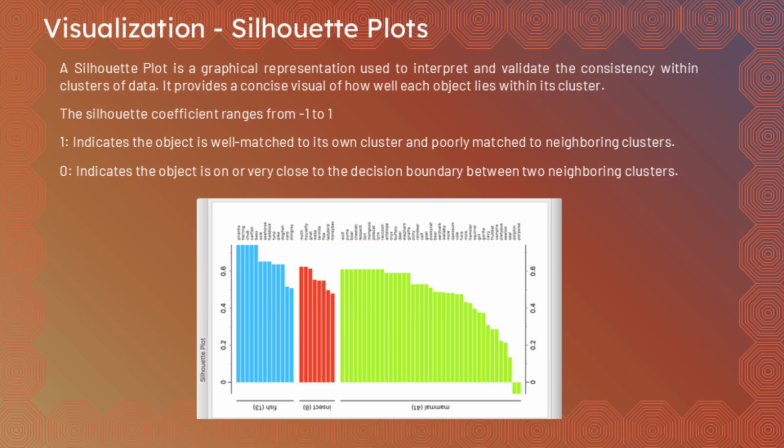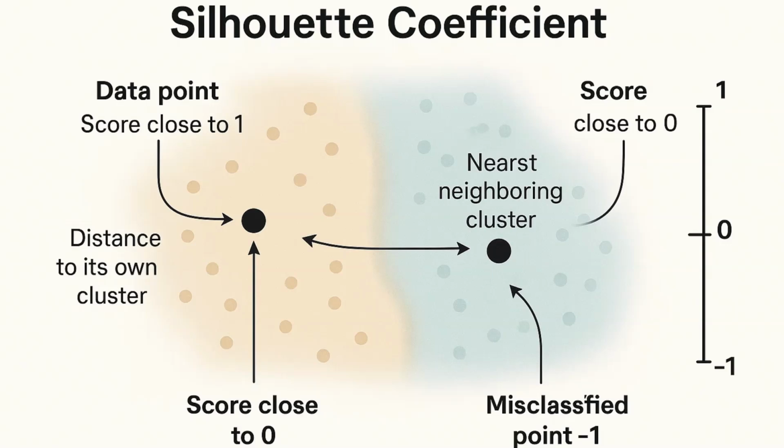A silhouette plot is a visualization tool used to evaluate how well data points fit within their assigned clusters. It helps us understand the quality of clustering by measuring how similar a point is to its own cluster compared to others. Each point receives a silhouette coefficient, ranging from -1 to 1.